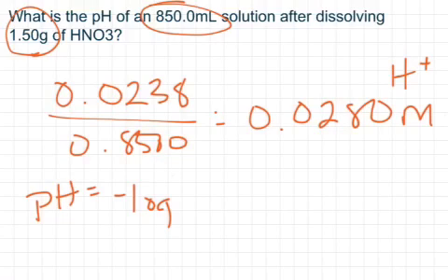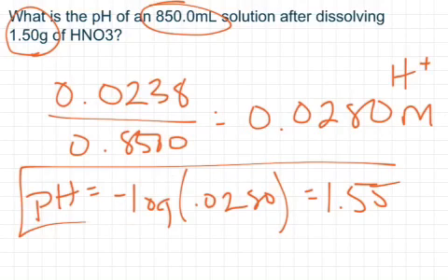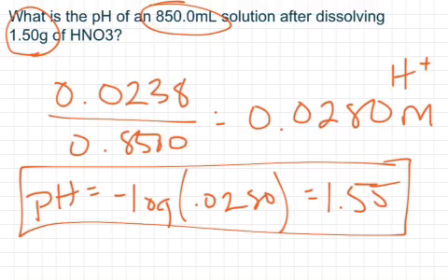pH is negative log the molarity of hydronium, which we can assume that if we know the molarity of nitric acid, we know the molarity of hydronium because it 100% turns into hydronium. So we're going to do negative log of 0.0280, and our pH is 1.55, which makes sense. This is a strong acid, it's relatively concentrated, so our pH is really low.